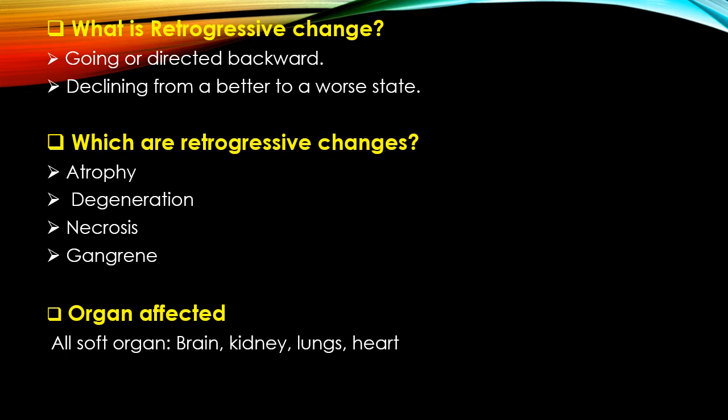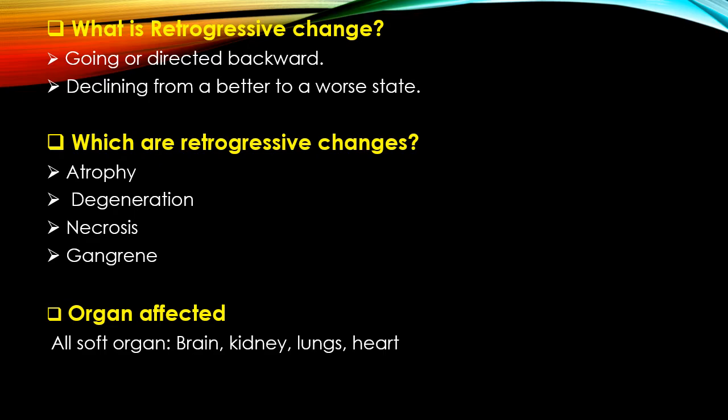Retrogressive changes lead to injury, and injury depends upon the amount of damaged tissue, and the damage depends upon the following factors. The damage depends upon the nature of the poisonous substance and the duration of action. In retrogressive changes, the main organs affected are the soft organs like brain, kidney, lungs and heart. But we want to know that retrogressive means declining from a better to a worse condition, totally opposite to the progressive.